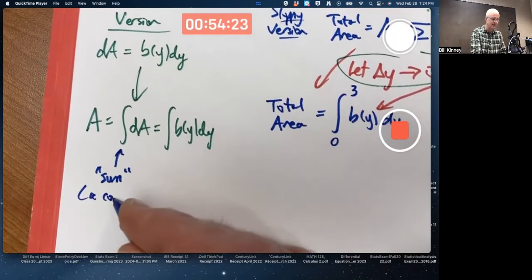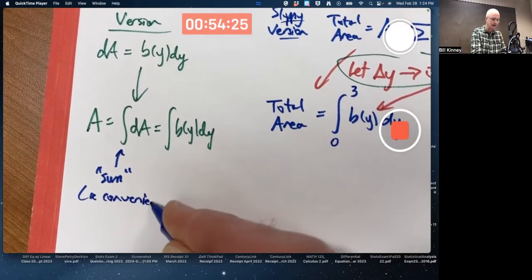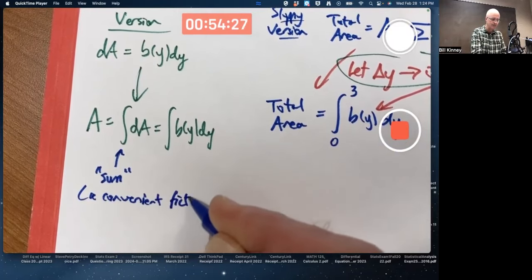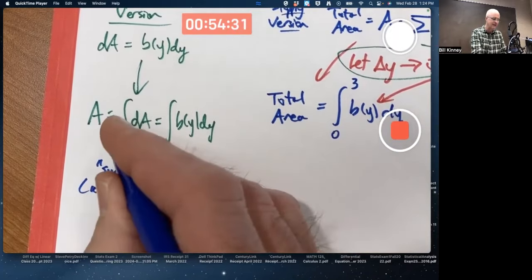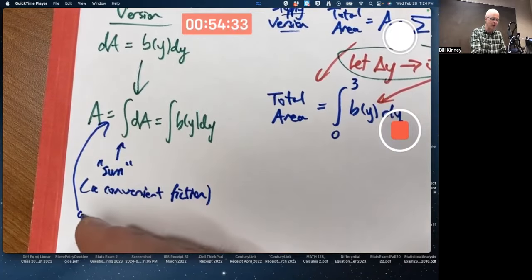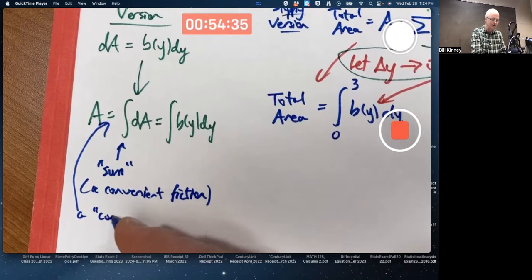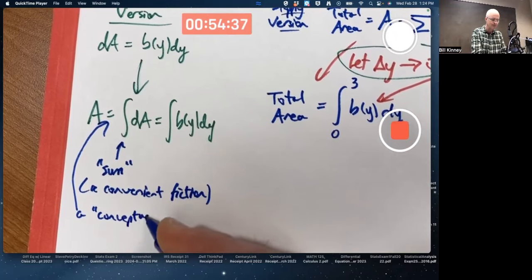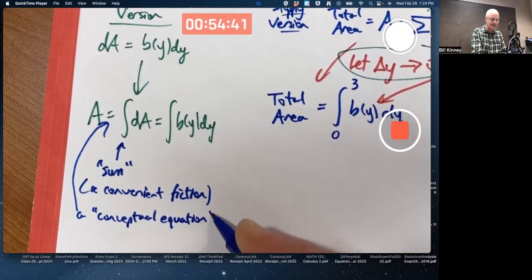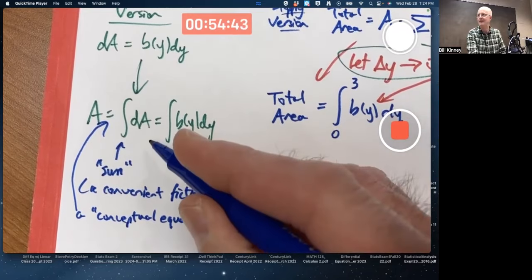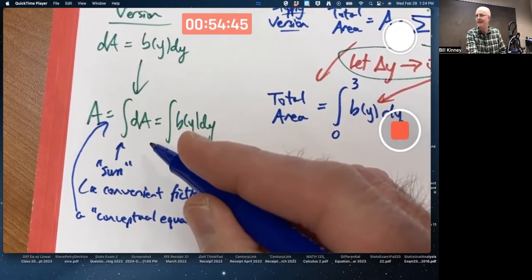A convenient fiction. Giving us this, you might call this equation here a conceptual equation. It's not a literal equality because essentially this symbol on the right doesn't have any officially defined meaning. It's intuitive.